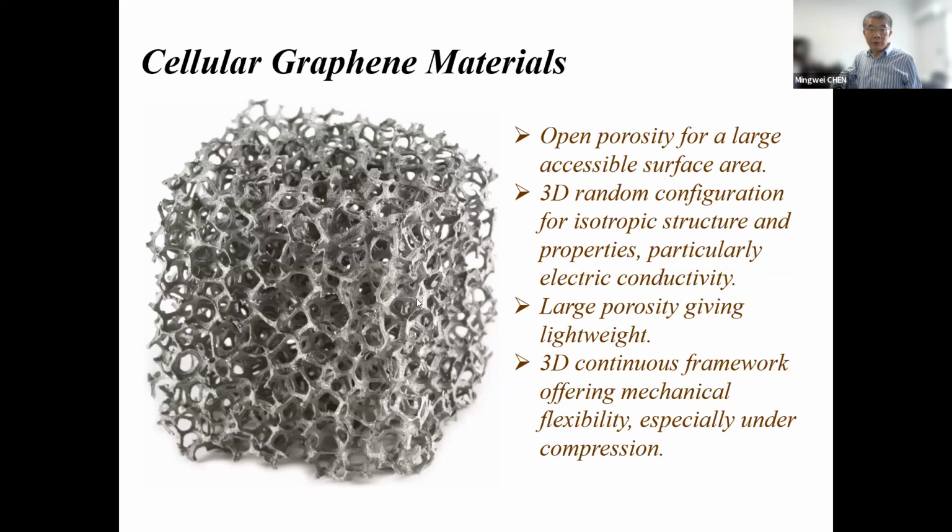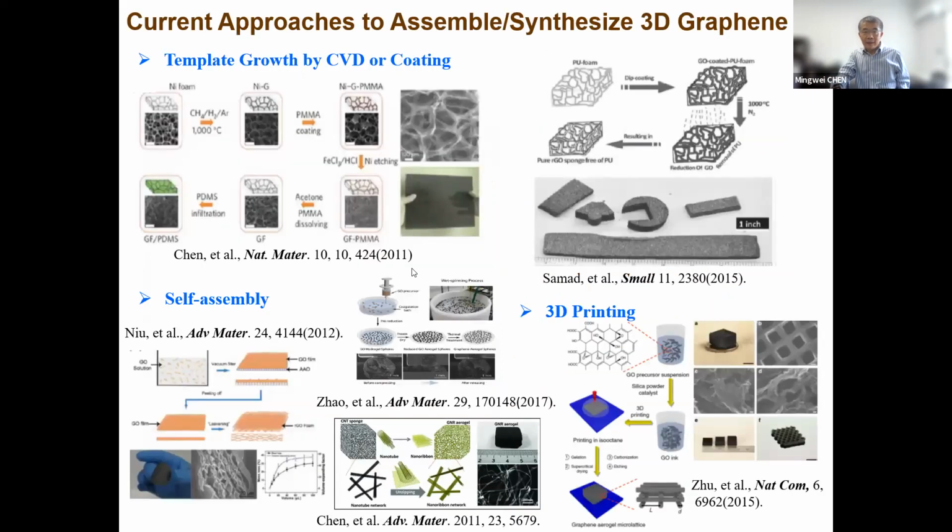But also, this kind of three-dimensional continuous framework can handle certain mechanical stress and make the material flexible, particularly under compression. Right? We have demonstrated this kind of configuration in many metal alloys, even polymers, right? But how about 2D materials? With this idea, in almost the last 10 years, you can see through a literature search that many efforts have been developed by people from different areas.